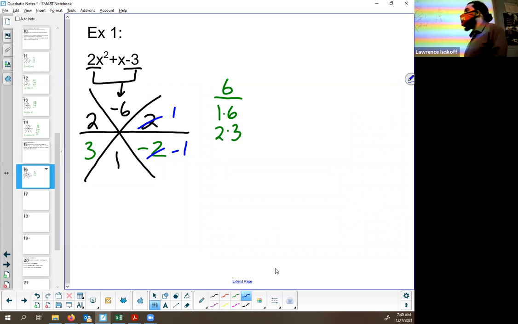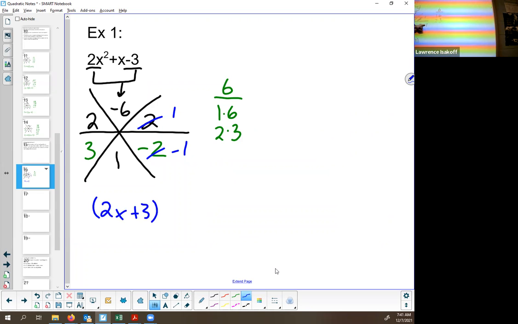Now it's a matter of just writing our answer. See how there's still a 2 up here? We're going to start writing that one with a 2x plus 3. And then this would just be x minus 1.